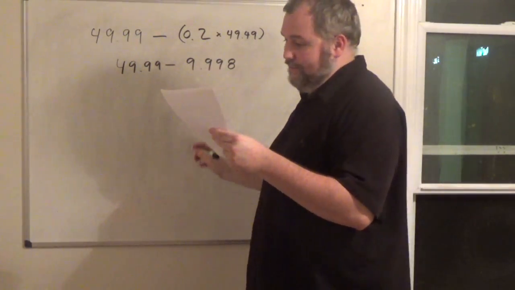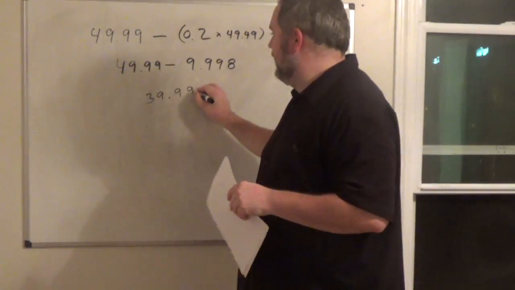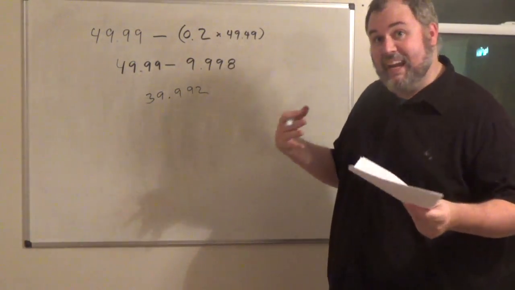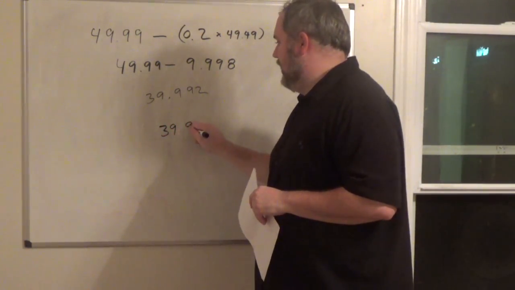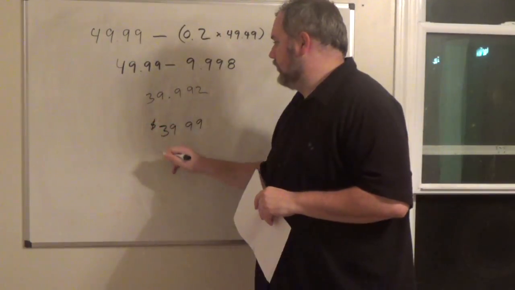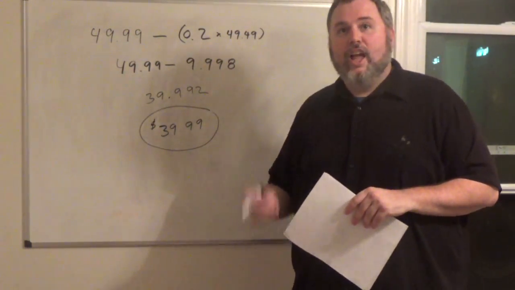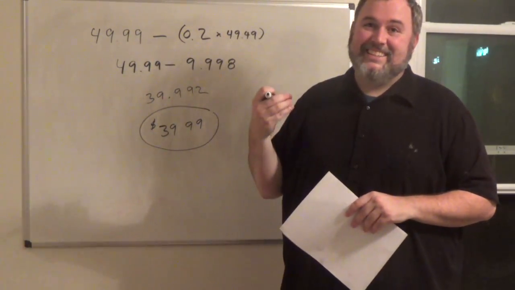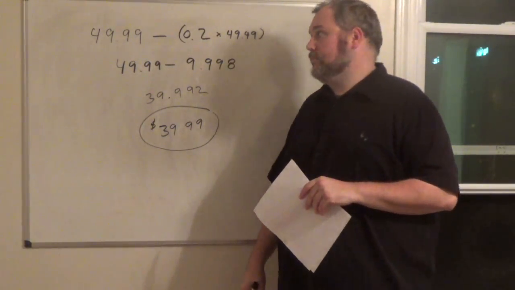When I do, my final answer gets to be 39.992. But this is not how we write money, so we're going to round to the nearest penny again. And it's going to be $39.99. So, a rug that is $49.99, when a 20% discount is taken off, will get us $39.99.